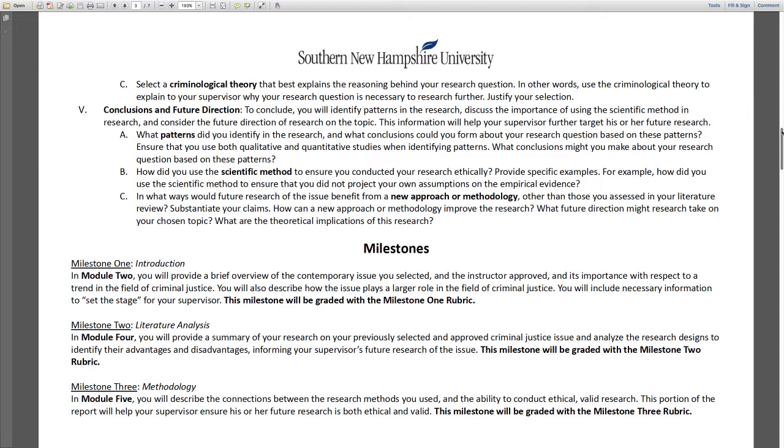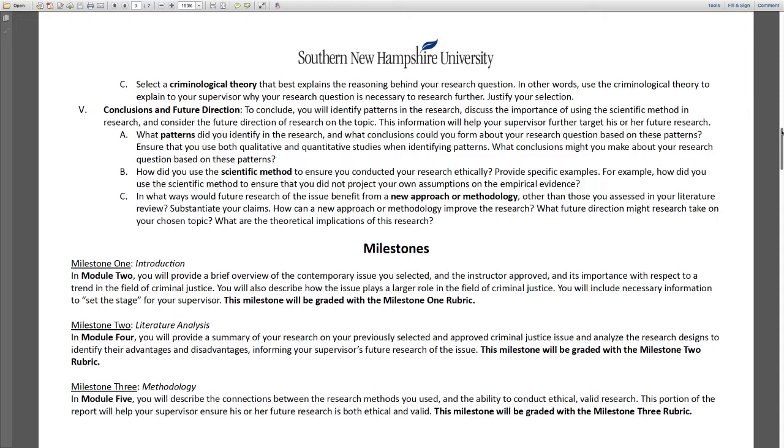The new part, the only new part to this assignment, is number 5, where you have to write a conclusion and future direction. You need to identify patterns in the research, okay? Discuss the importance of using the scientific method in the research, and then consider the future direction of research of the topic. This information will help your supervisor further target his or her future research.